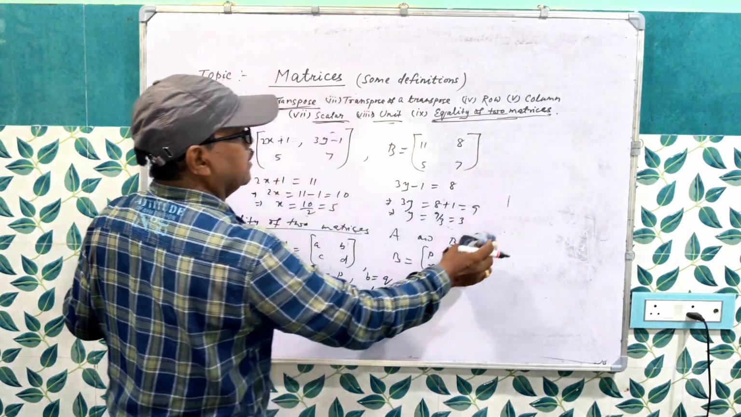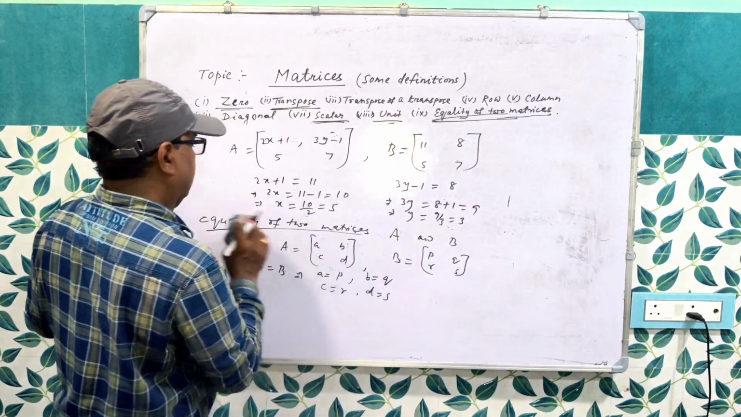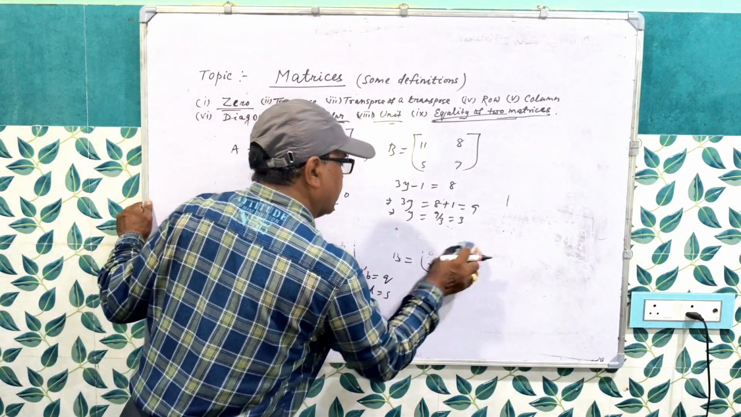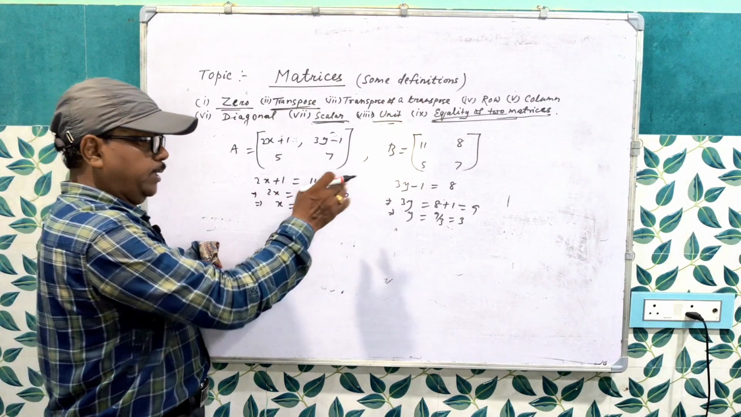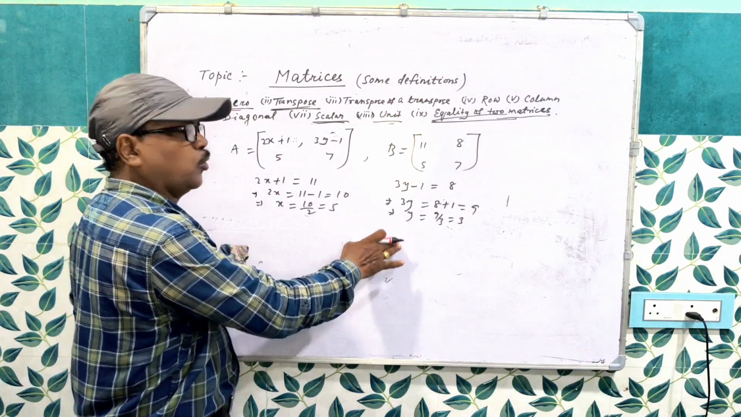So from equality of two matrices, we can find the unknown quantities x and y, which will help us in problems.